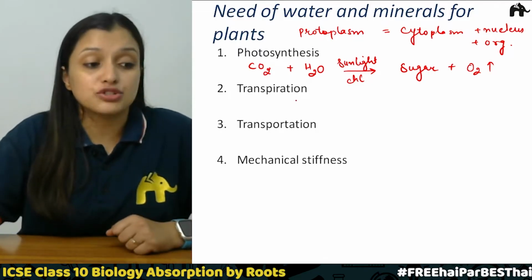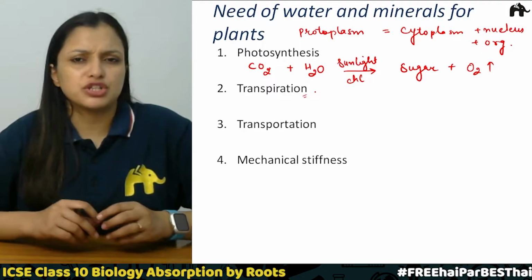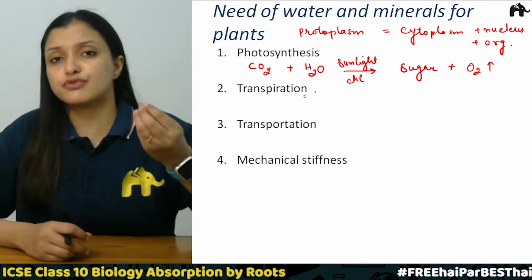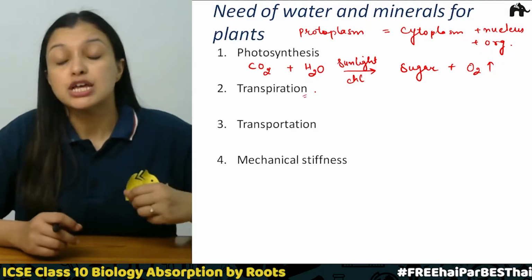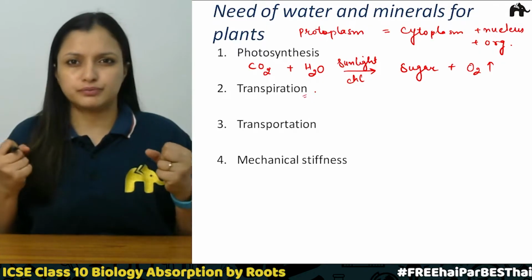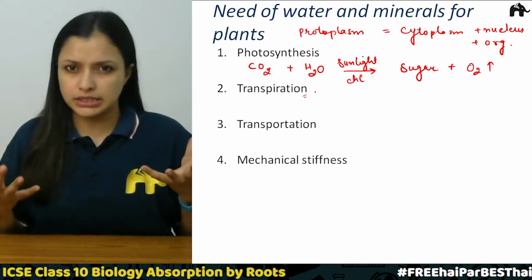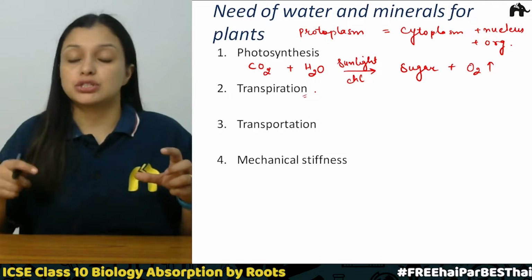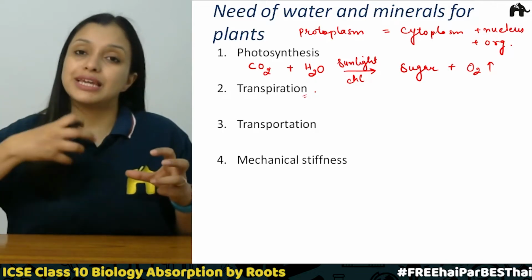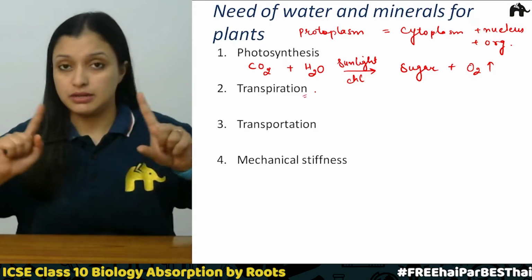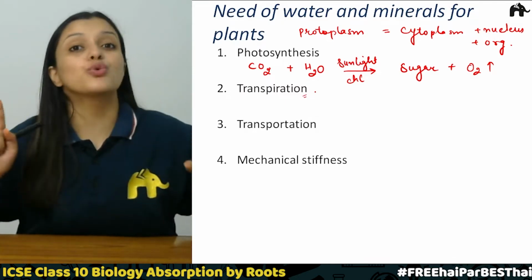So the next is transpiration. So what is this transpiration? Transpiration is the loss of water vapors from the surface of the leaves, right? So what happens when there is a lot of heat, like the weather is too hot? In that condition, plant roots absorb water just for the cooling purpose, right? So this water is a cooling agent, right?